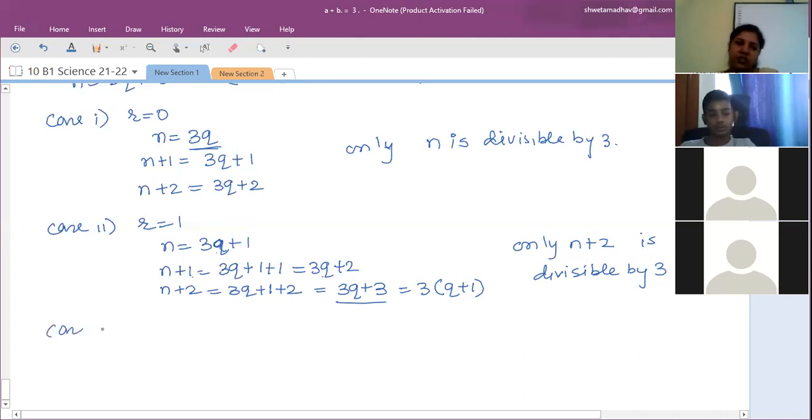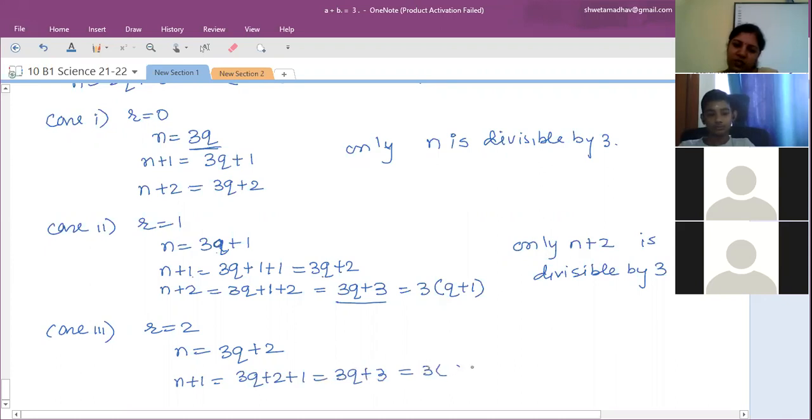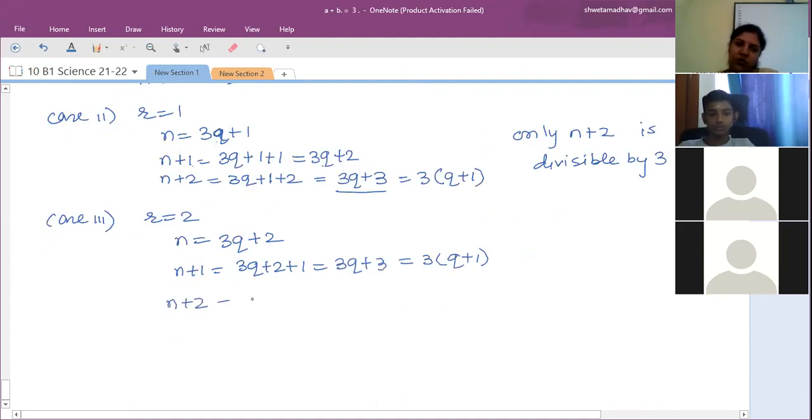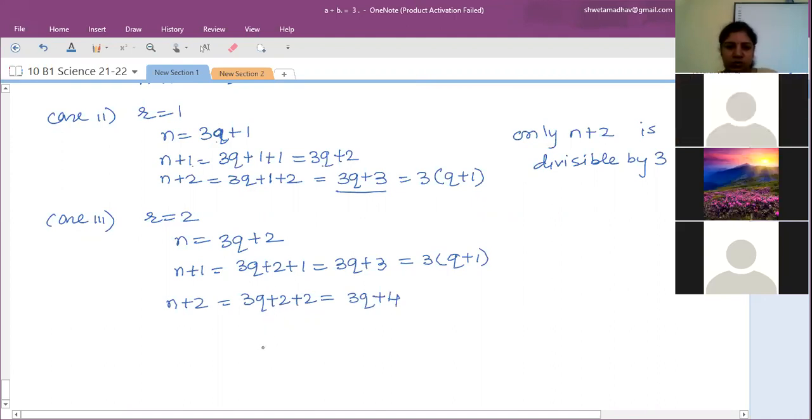And in case 3, r is equal to 2. So n is equal to 3q plus 2. So what is n plus 1? 3q plus 2 plus 1, that is 3q plus 3. So we can take 3 common, it will be 3 times q plus 1. And what is n plus 2? That is 3q plus 2 plus 2, so 3q plus 4. Can we take 3 common? No. So only n plus 1 is divisible by 3.